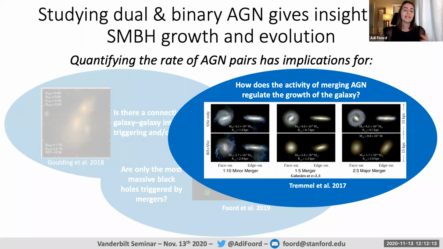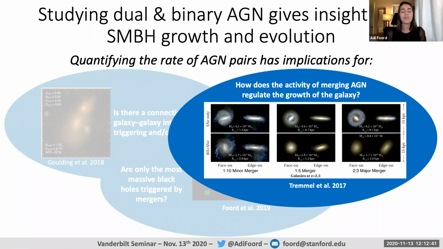And then lastly, it will allow us to answer the question of how the activity of merging AGN regulates the growth of the host galaxies. So these are simulations of resultant galaxies after a merger with various mass ratios. The top panel are simulations that did not include AGN, and the bottom panel are simulations that did include AGN.